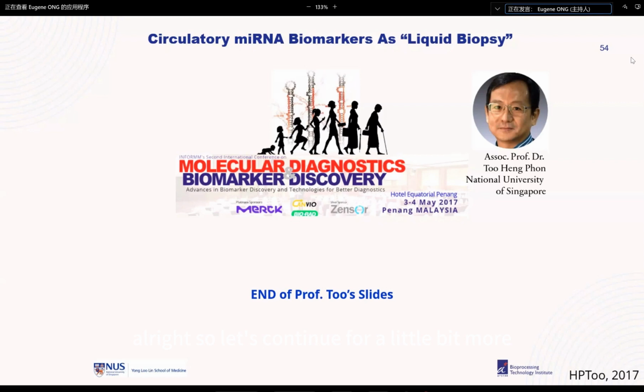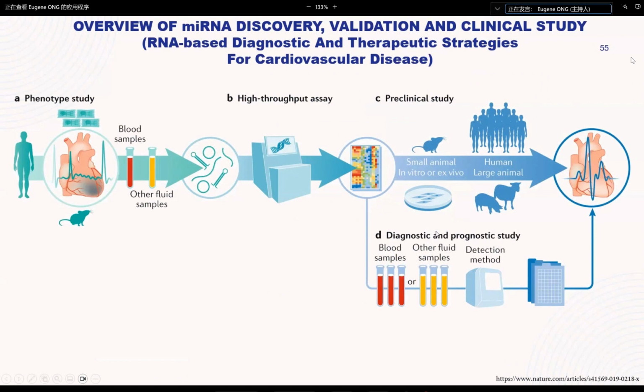All right, so let's continue for a bit more and then we'll break again for your discussion. So this is an overview of just the entire process of how we can discover, validate, and use the microRNAs or other non-coding RNAs for clinical applications.